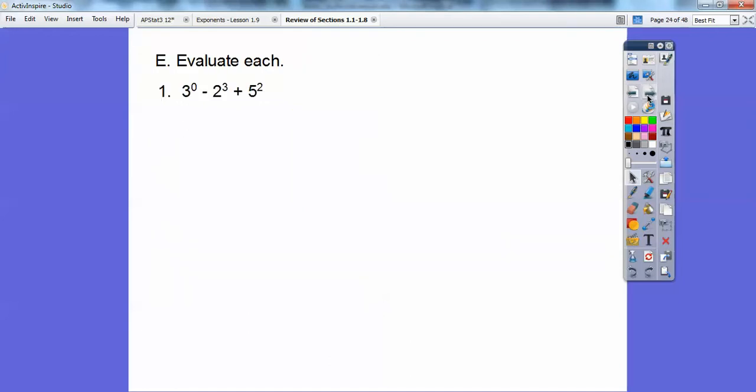Evaluate each. So let's evaluate this. Pause it. Okay, and they should come up with 18. At least that's what I did. And again, if I made mistakes, please comment, okay? All right, I get negative 20. Okay, how about this one? Okay, here, I get 41. Again, comment if I made a mistake.